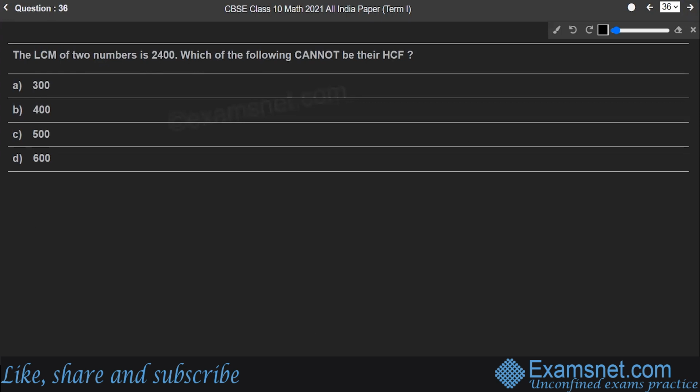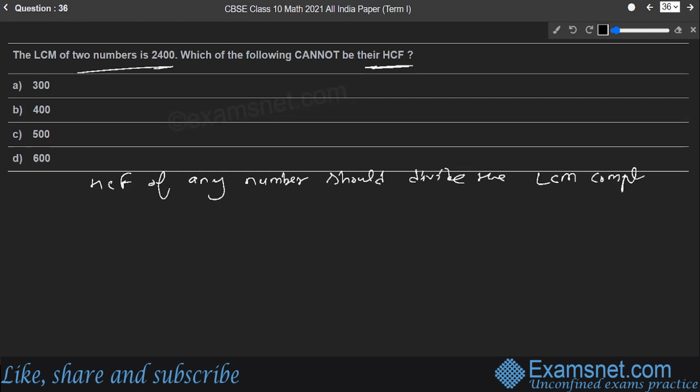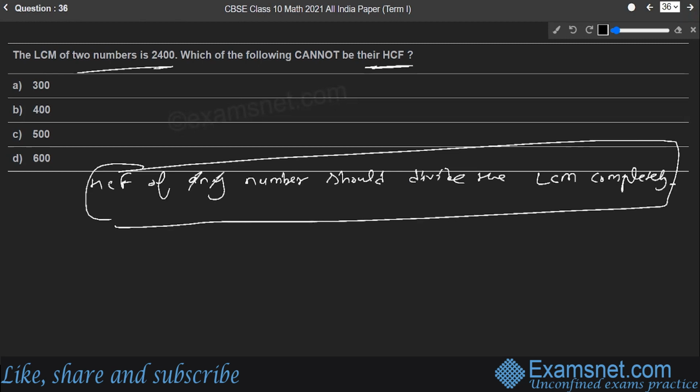Now, as they say, the LCM of two numbers is 2400, which of the following cannot be their HCF? So let us rely on a fact that the HCF of any numbers should divide the LCM of those numbers completely. Okay, it should completely divide. This is a fact. The HCF of two or more numbers should always divide the LCM of those numbers completely.